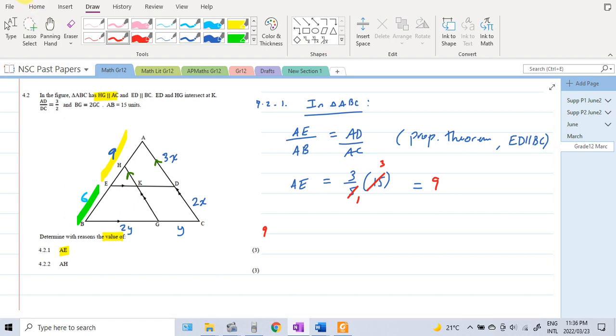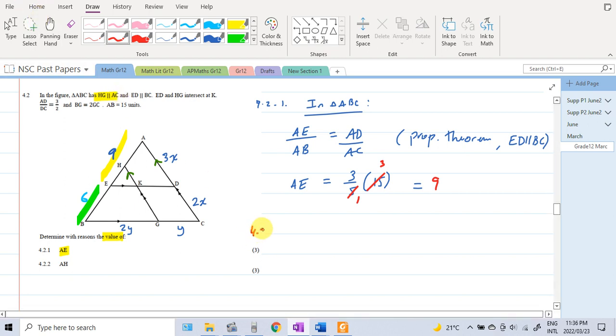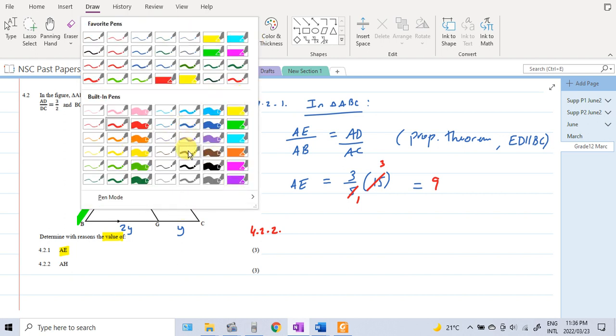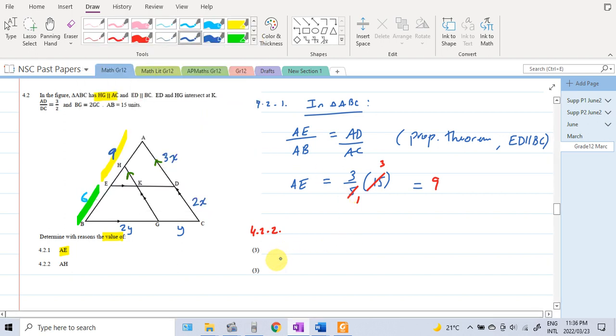4.2.2. In 4.2.2 we want to go and find AH, right? So AH, as I've said, let's see how we're going to calculate AH.